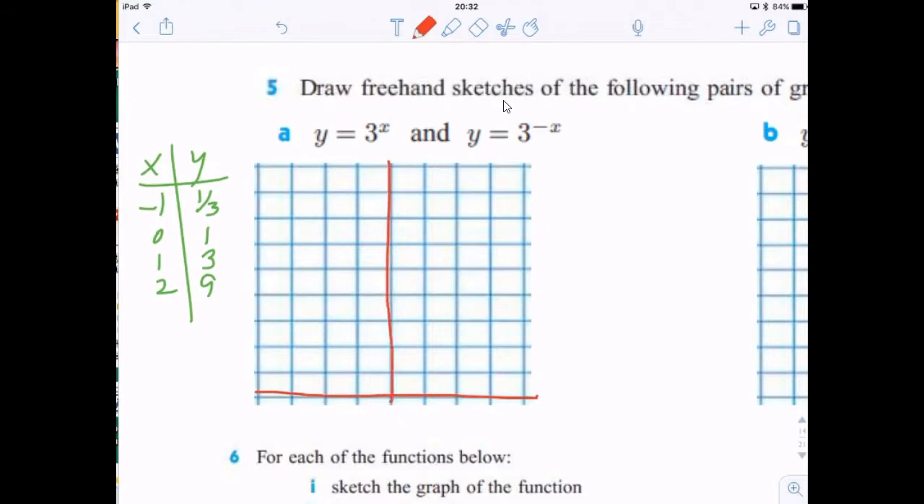Okay, and then I'll put in the points -1, 1/3, about there, 0, 1, 1, 3, 2, 9. 1, 2, 3, 4, 5, 6, 7, 8, 9. Okay, and then I'll color it in green. Okay, then it says graph 3 to the negative x. If you remember from the investigation, 3 to the negative x basically is going to reflect it about the y-axis. But just to confirm, we'll go ahead and we'll put in similar values here.